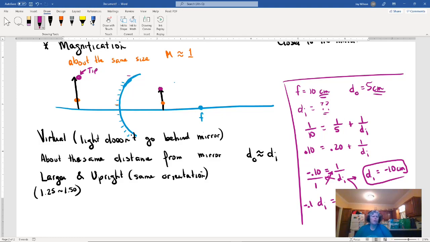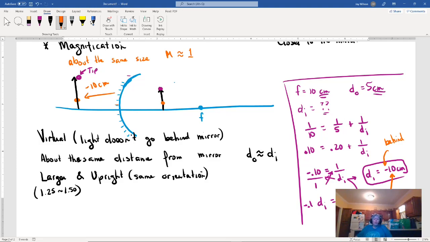So this says it's negative 10 centimeters. So what in the world does that mean? Well, it means it's 10 centimeters away from the mirror, but it's away from where? In this case, the negative sign tells me that it is 10 centimeters behind the mirror. This tells me it's behind the mirror, which tells me in this case that that image is virtual, because light doesn't go behind the mirror. Light hits the mirror and bounces off. So the negative sign means behind the mirror.